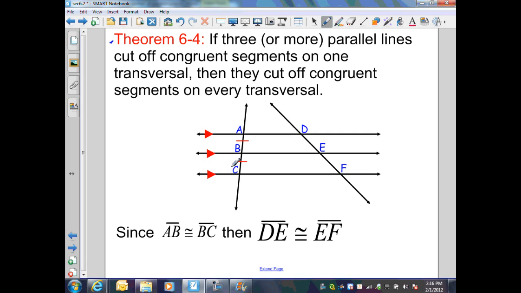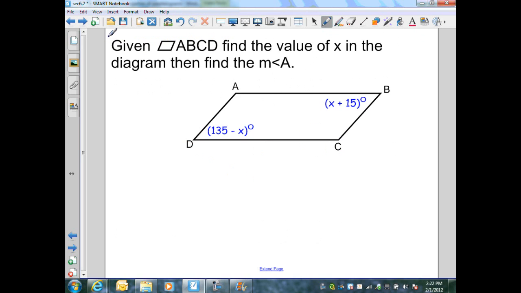If this is the case, then this theorem tells us that no matter what transversal intersects through these 3 parallel lines, they cut off congruent segments. Therefore, since AB is congruent to BC from this transversal, I am guaranteed that segment DE is congruent to segment EF. Let's look at some examples related to those theorems.